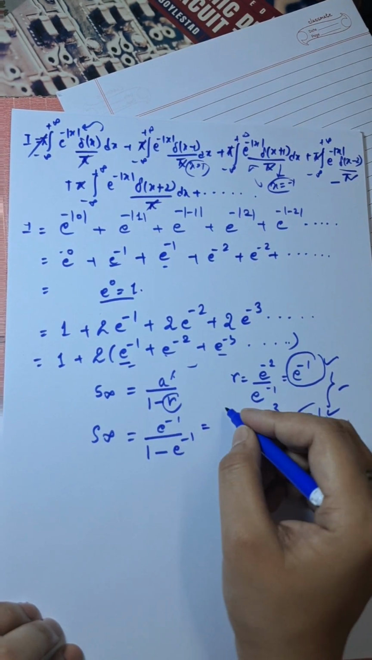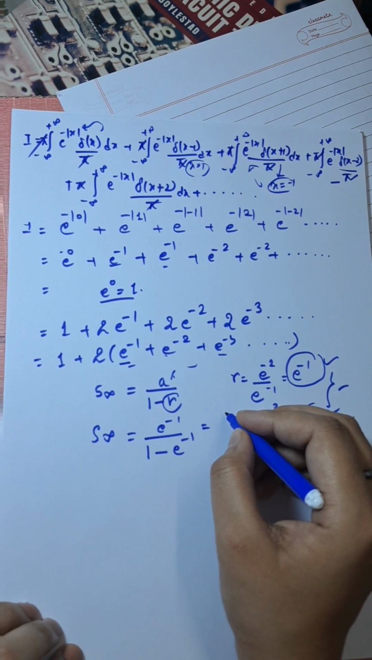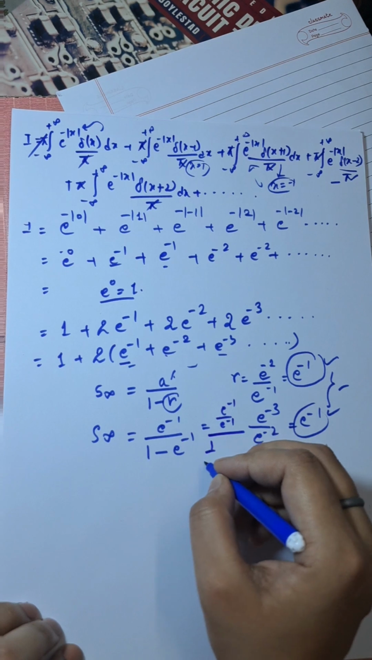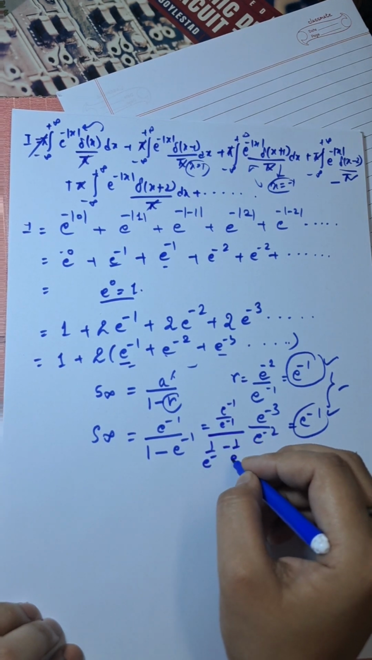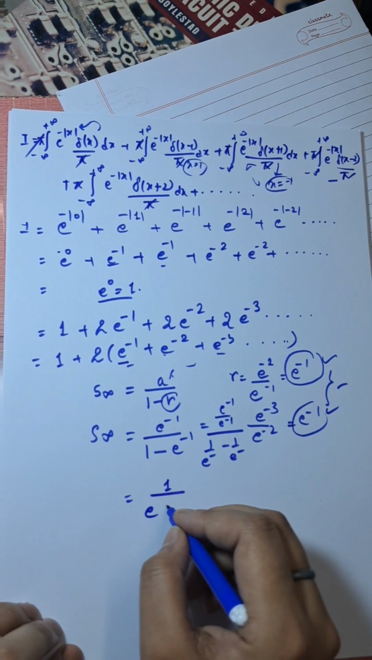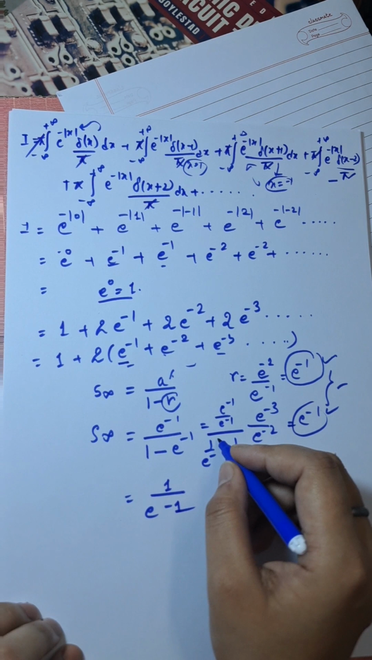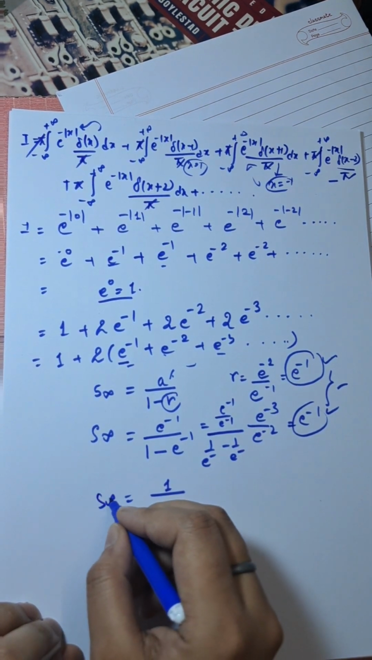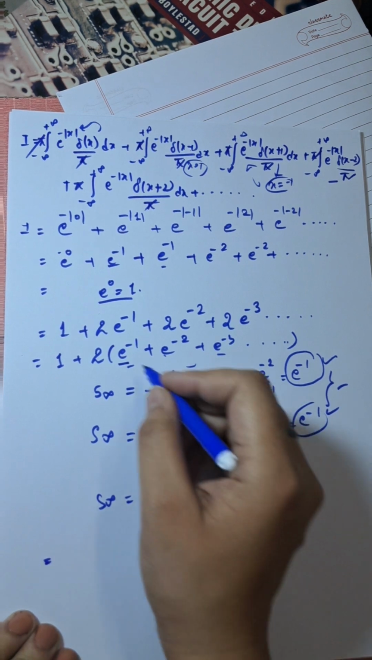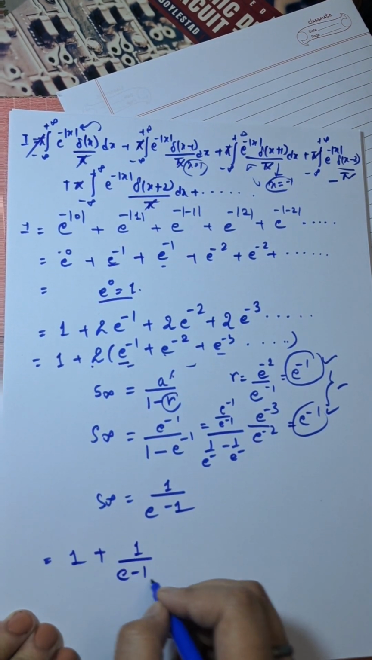Dividing it by e to the power minus 1, we will get 1 upon e minus 1. This e will go up and become plus 1. Okay, so this is the value that we get for the series. Now simply put this value here. So we'll get 1 plus 1 upon e minus 1.